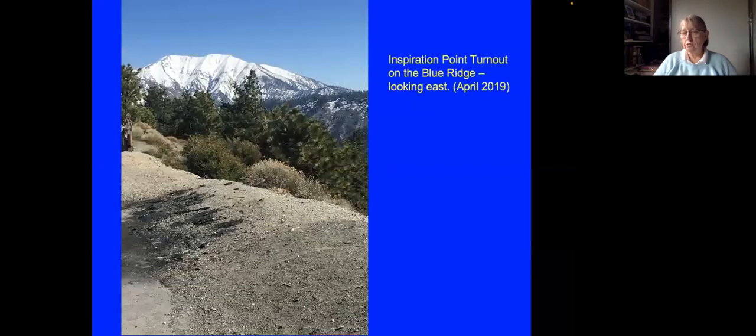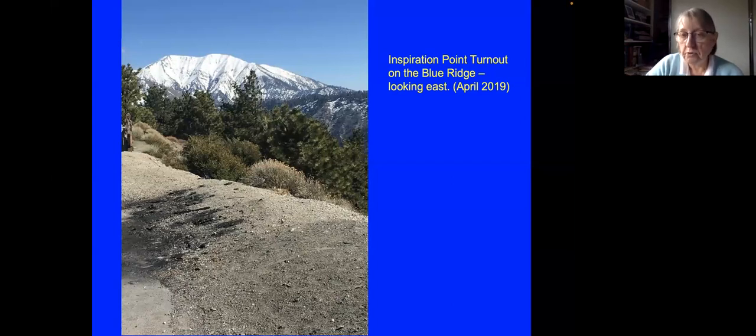Now, this is Inspiration Point on the Blue Ridge. I told you we're going to take a side trip there. And this is looking over at Wright Mountain. And I think you would agree with me that the slopes are nice and steep. This was the last time I was up there pre-checking for a field trip before COVID. And you'll notice that basically the snowfields up here are nice and extensive this April, which means you've also added a lot of weight. Once that snow starts to melt, that's when you start to get into a problem area.